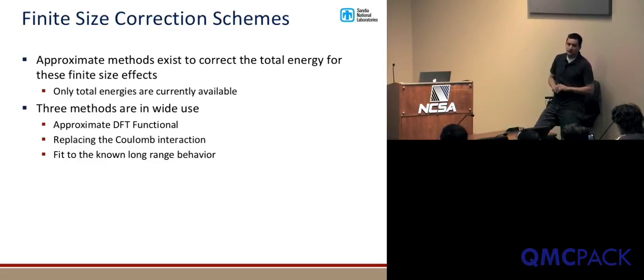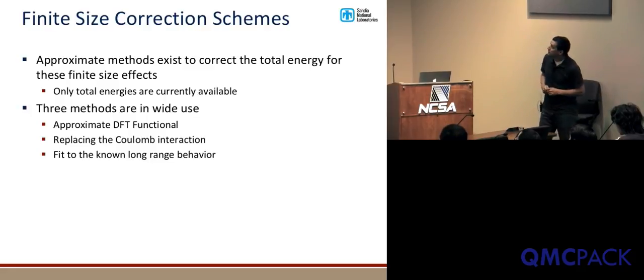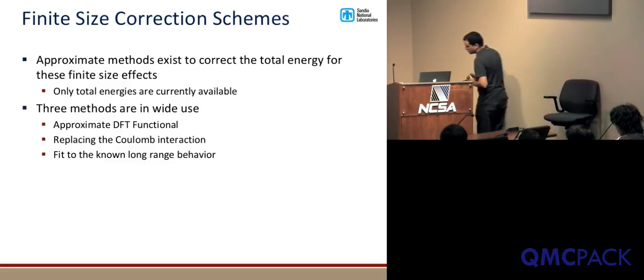So that said, let's say that we're interested right now in total energies and we want to know what the thermodynamic limit is. There are three methods that are in wide use now for doing this. The first takes advantage of an approximate DFT functional. So this is very cheap, and I'll show you how that works. Another one replaces the Coulomb interaction in your system with another interaction that's designed to minimize these spurious effects. And then finally, we actually know analytically something about the long-range behavior of the wave function, and we can use that to correct our total energy.